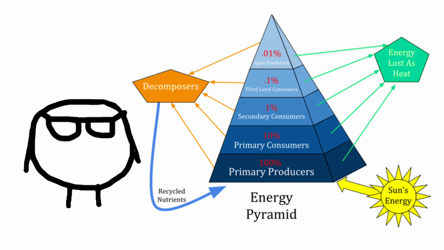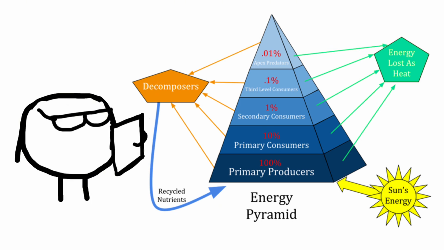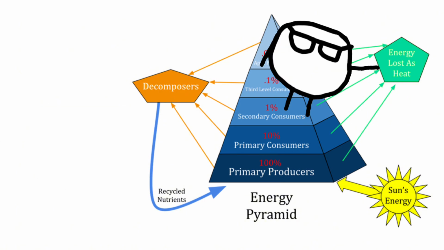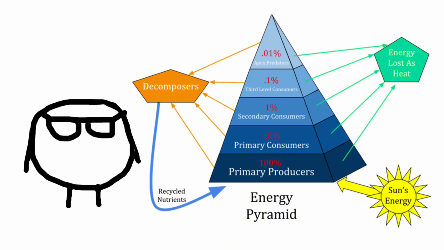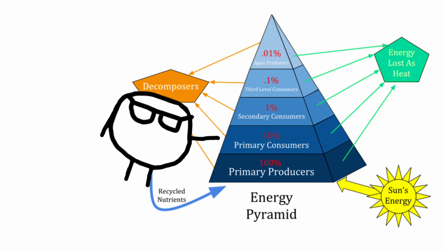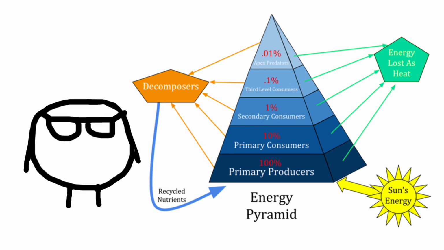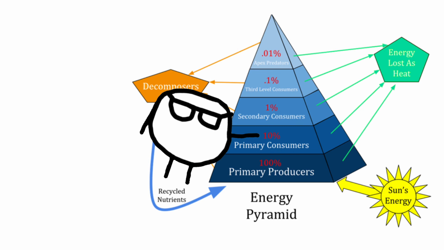Another thing is the 10% rule. When an animal eats another animal or a plant, it loses 90% of its energy and it only consumes about 10% of it. The 90% of energy goes away as heat. For example, when a primary consumer eats a primary producer, the energy from the primary producer only transmits about 10% to the primary consumer, and so on.